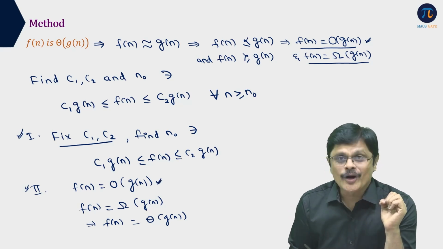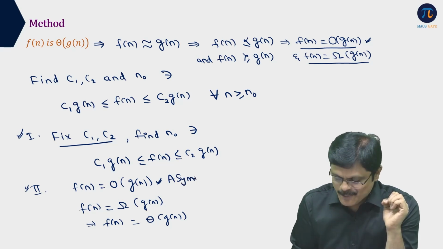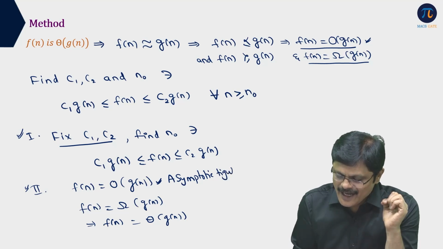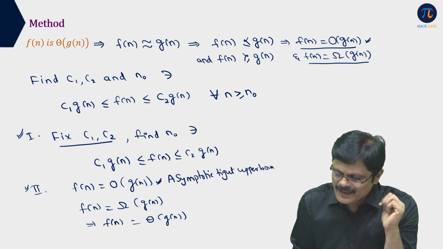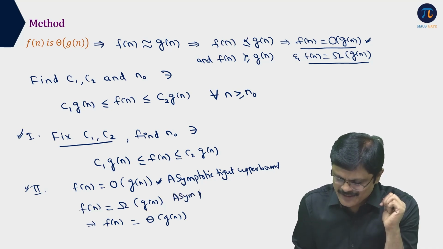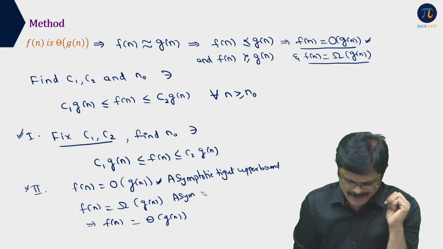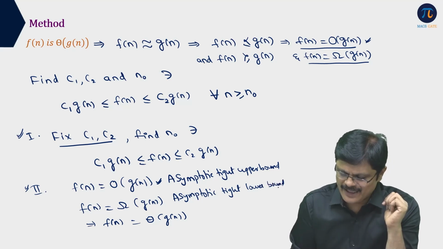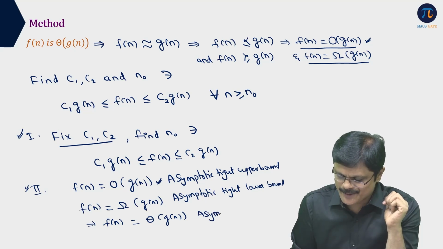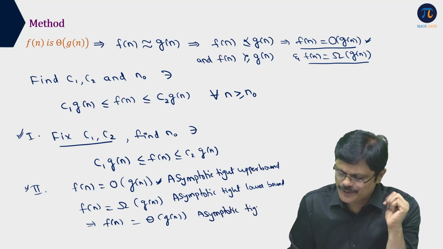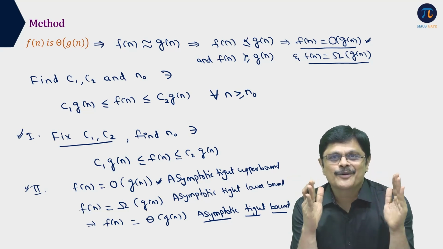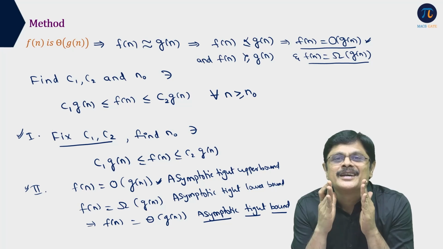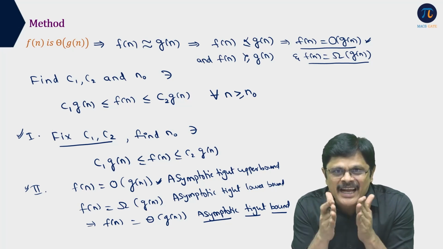That is, g(n) is the asymptotic tight bound. See, here it is an asymptotic tight upper bound, and in this case it is an asymptotic tight lower bound. So combined, if both are happening, then it becomes an asymptotic tight bound: less than or equal to, greater than or equal to. So f(n) and g(n) have the same order of growth, or g(n) is a tight bound for f(n).